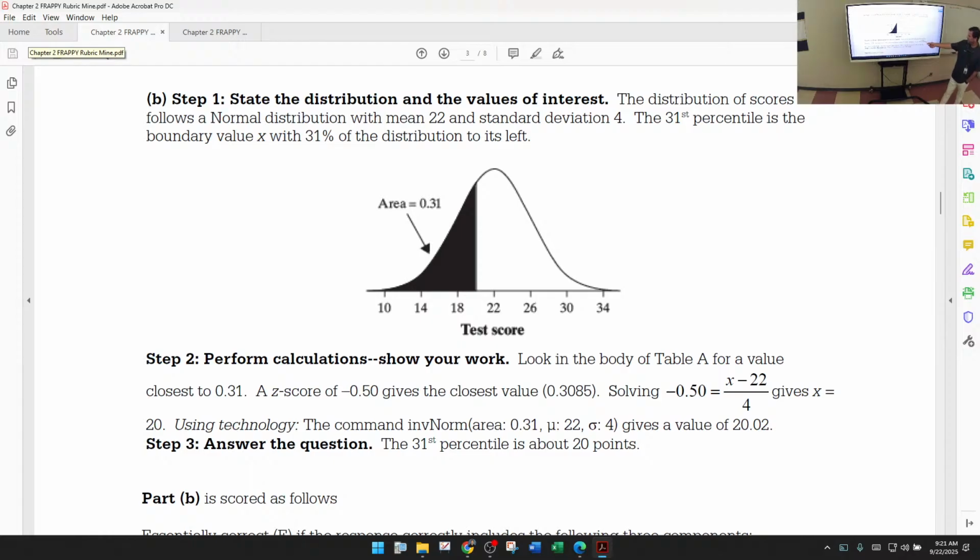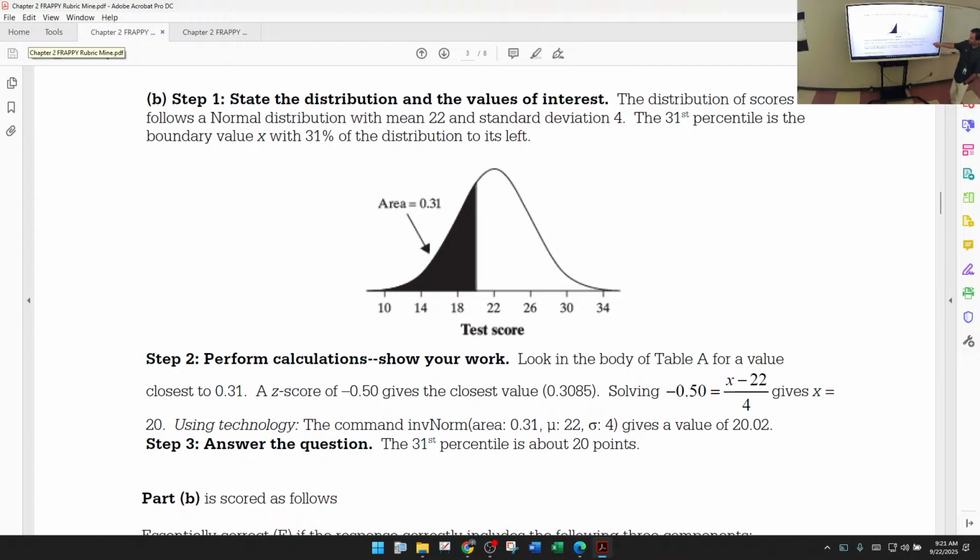Look at the body of table A for the closest to 0.31. A Z-score of negative 0.5 gives the closest to 0.3085. Solving this, you get negative 0.5 is equal to x minus 22 over 4, which gives an x value of 20. A whole lot easier using technology. The command inverse norm of 0.31, 22, 4 gives a value of 20.02. The 31st percentile is about 20 points.